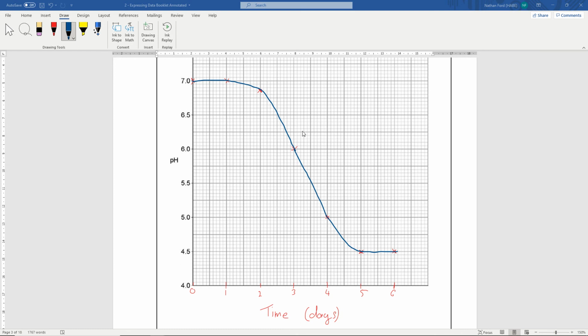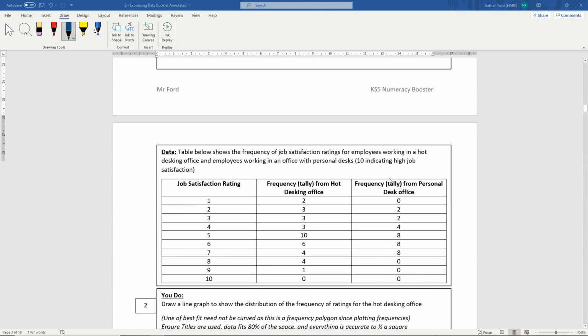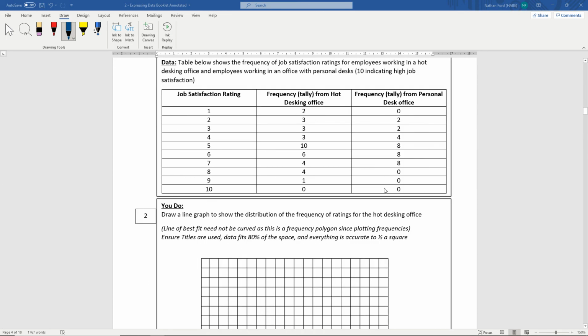What I want you to do now is try this question here. Now, this is a frequency polygon, but there's information here for you, so give this one a go. You will have to do both the X and the Y scale. Give it a go.